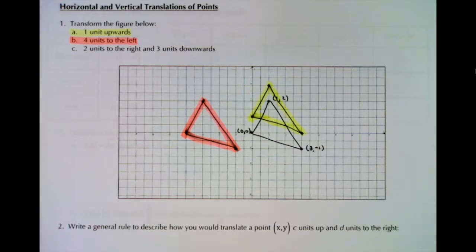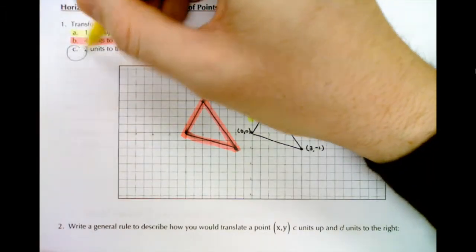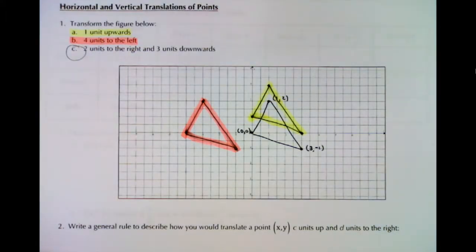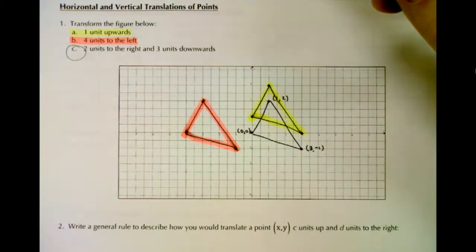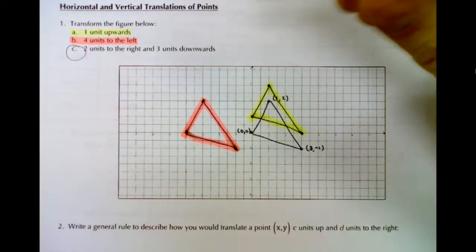Last one, I don't know how to highlight with a pencil. I'm just going to do C with a pencil here. Two shifts at once: 2 units right, 3 units down. And I'm going to go from the original again. I'm going to do 1 point at a time, and I'm going to go right, then down.